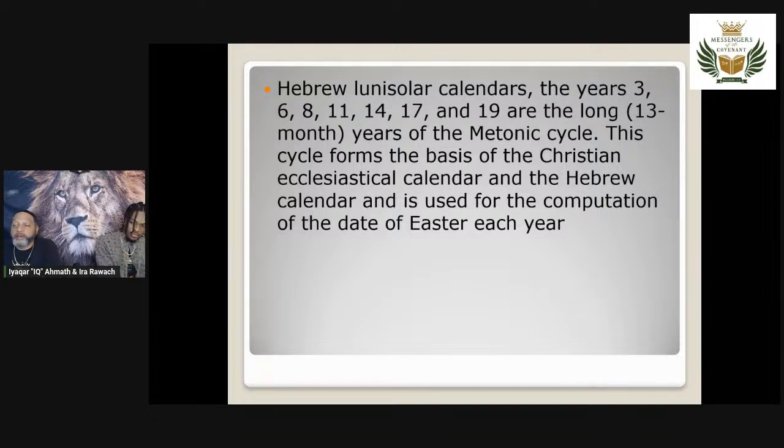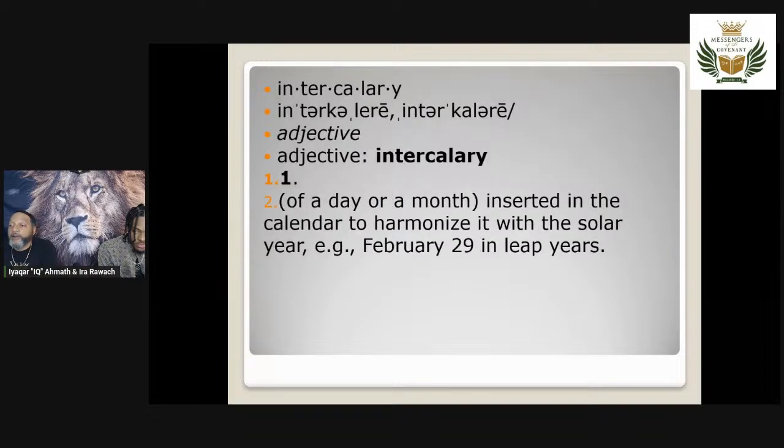Now notice it says here, in the Hebrew solar calendars, the years 3, 6, 8, 11, 14, 17, and 19 are the long 13-month years of the Metonic cycle. This cycle forms the basis of the Christian ecclesiastical calendar and the Hebrew calendar, and is used for the computation of the date of Easter each year. So the Christians utilize it to make sure that Easter stays in the springtime. We utilize it to make sure the Passover stays in the springtime. All right. Now, here's another thing.